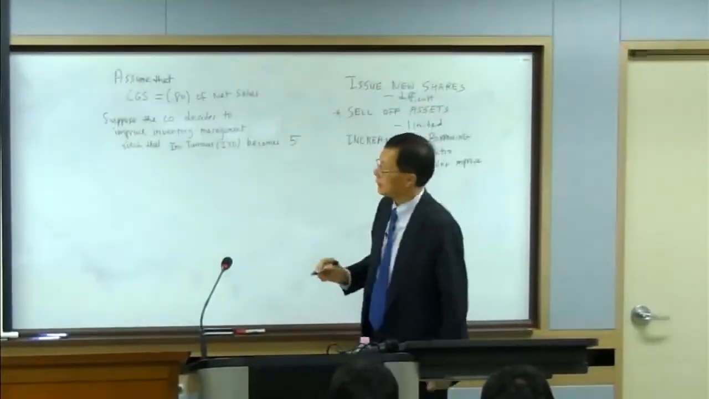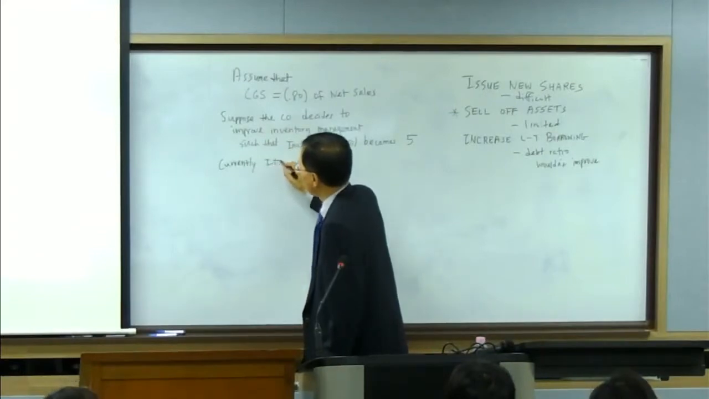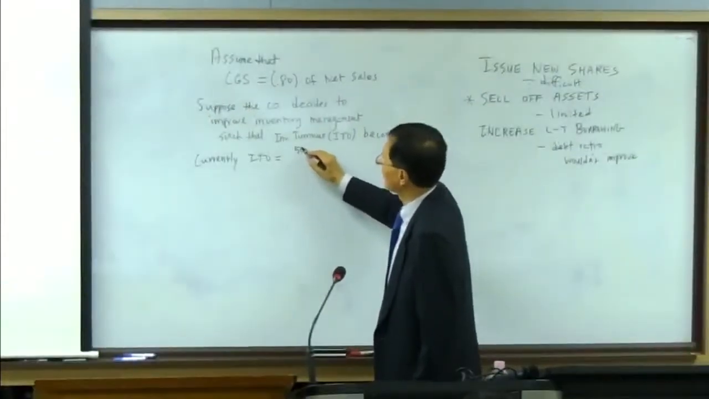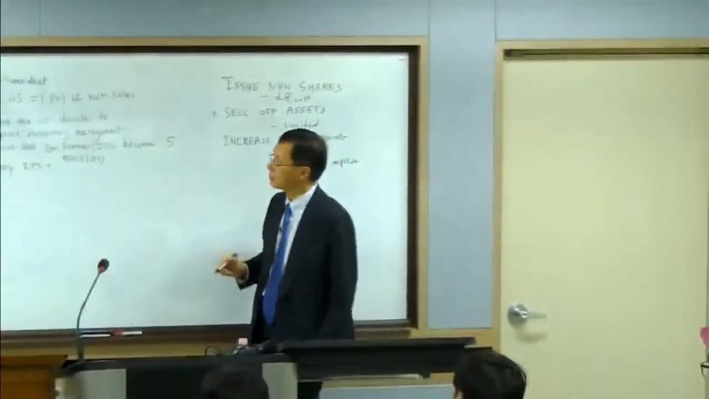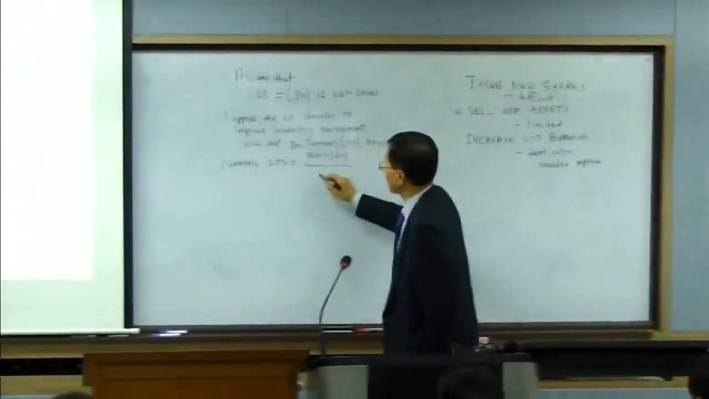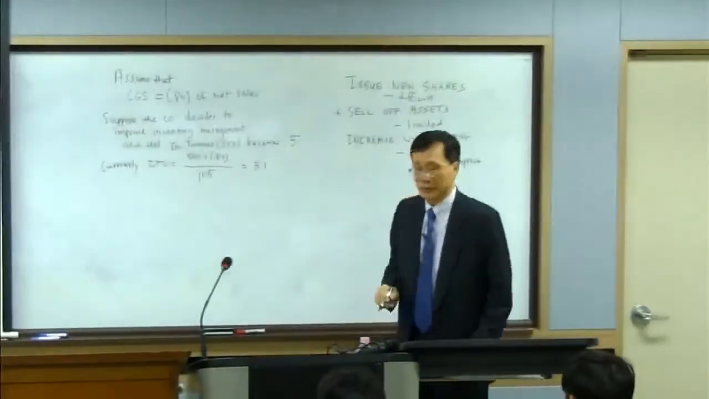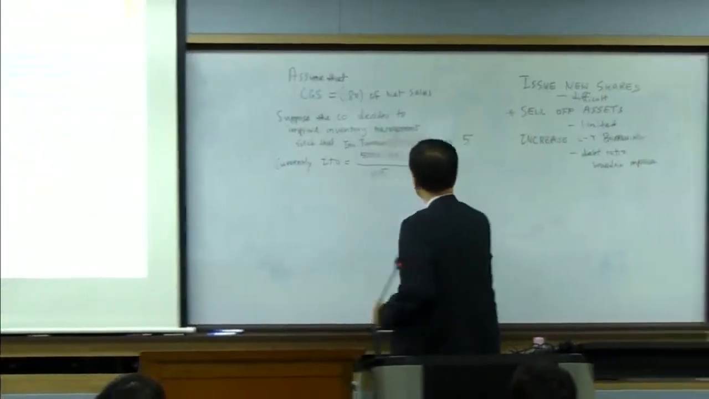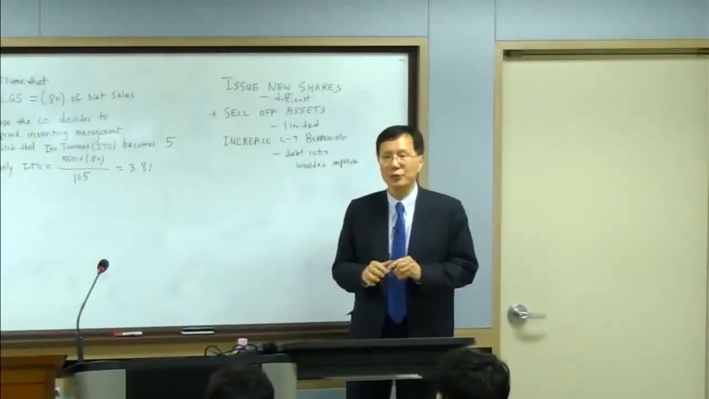Currently, the ITO of this company is sales of 500 times 80%, that's cost of goods sold, divided by inventory of 105, and that's 3.81. Currently, inventory turnover is 3.81.